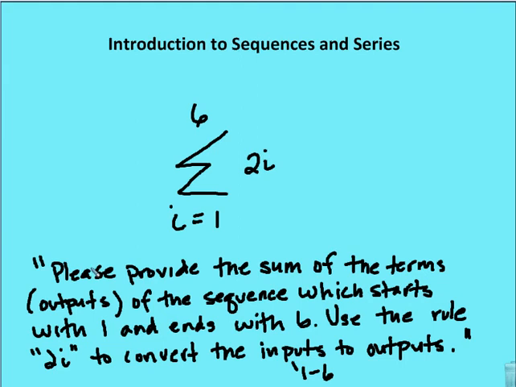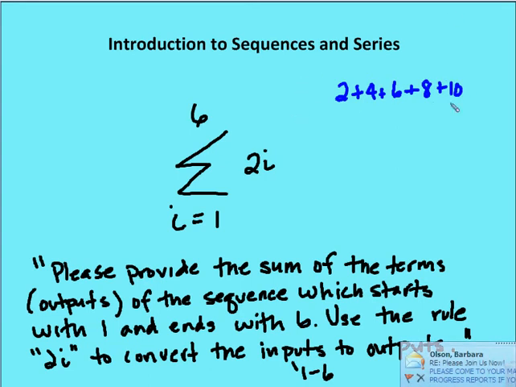You're going to use the rule 2i to convert the inputs, which are 1 through 6, to outputs. So ultimately what I'm going to get, if I put in 1 for i, I get 2. And then if I put in 2 for i, I get 4. If I put in 3 for i, I get 6. 4 for i, I get 8. 5 for i, I get 10.